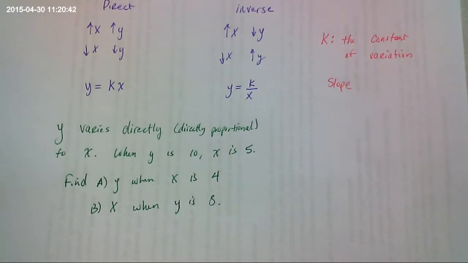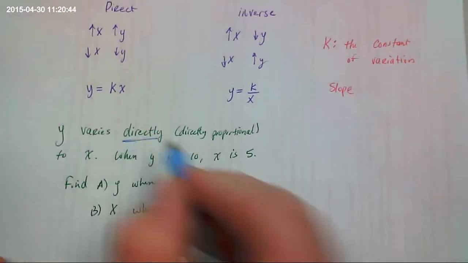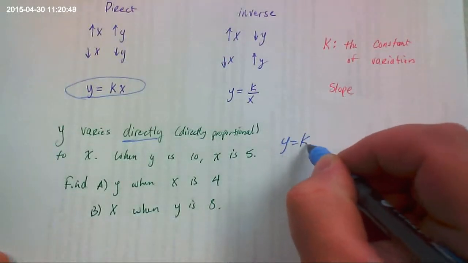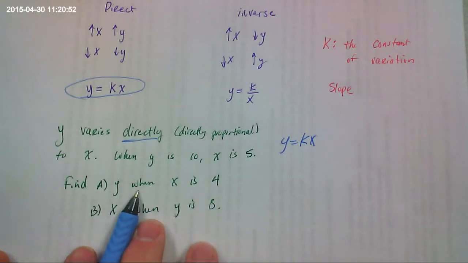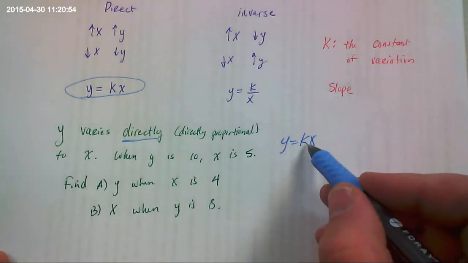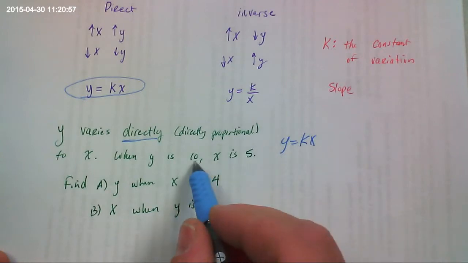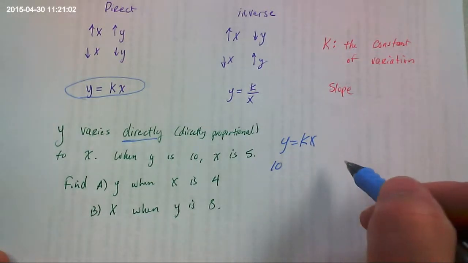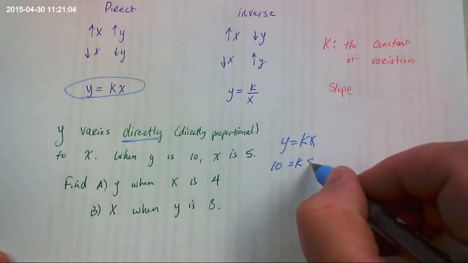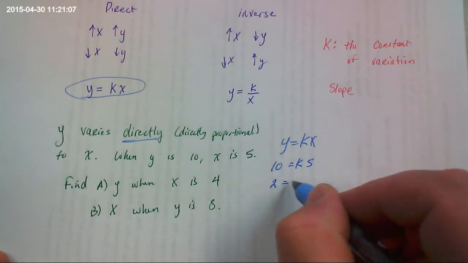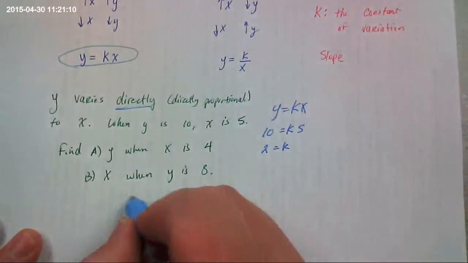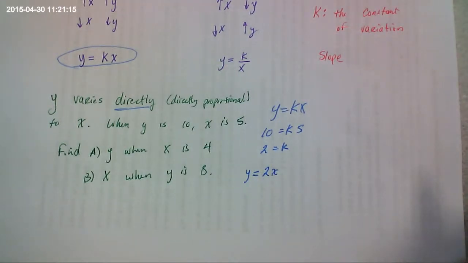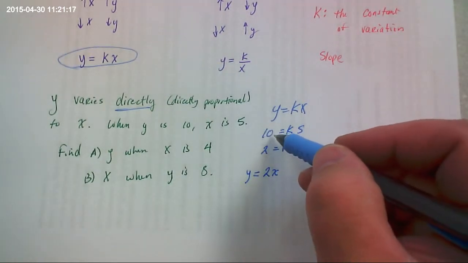Okay, so here's what you got to do. It says directly, that means that we're going to be using this formula. So y equals kx. The tricky part again is we can't answer these directly without first figuring out what the constant of variation is. So in other words, how are these related? What's the scale? So anyway, all you got to do is plug in what you're given. Y is 10, x is 5, solve that, k is 2. So here's our formula for this problem. Y equals 2 times x. So y is twice as big as x, which makes sense if x is 5 and y is 10.